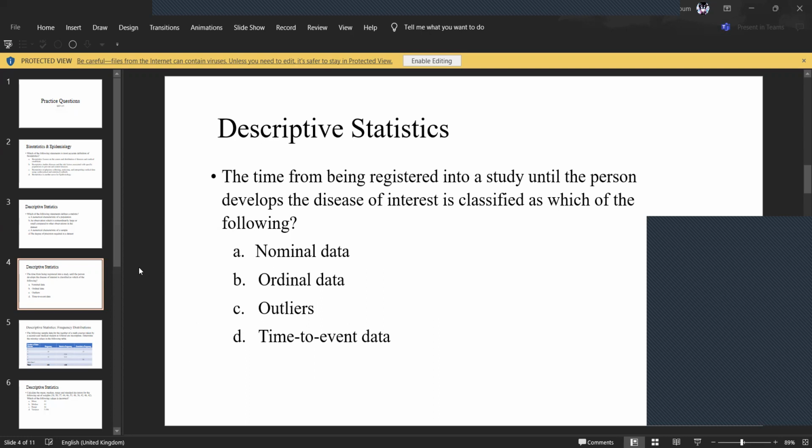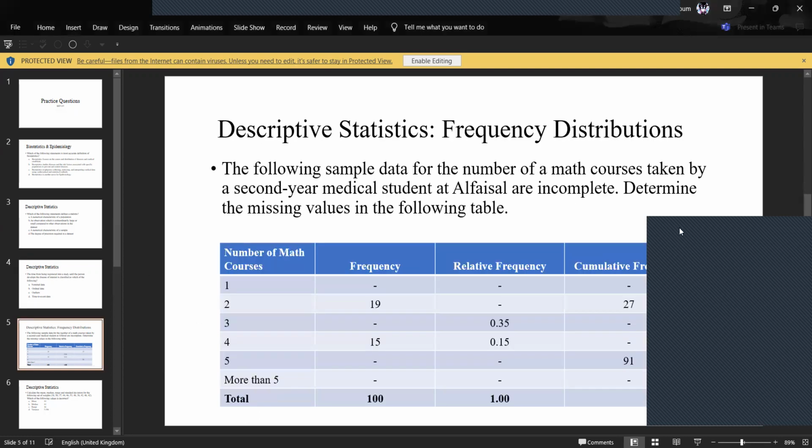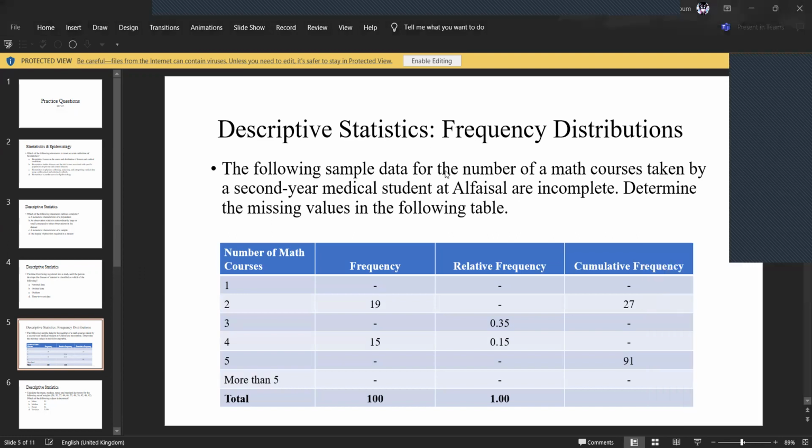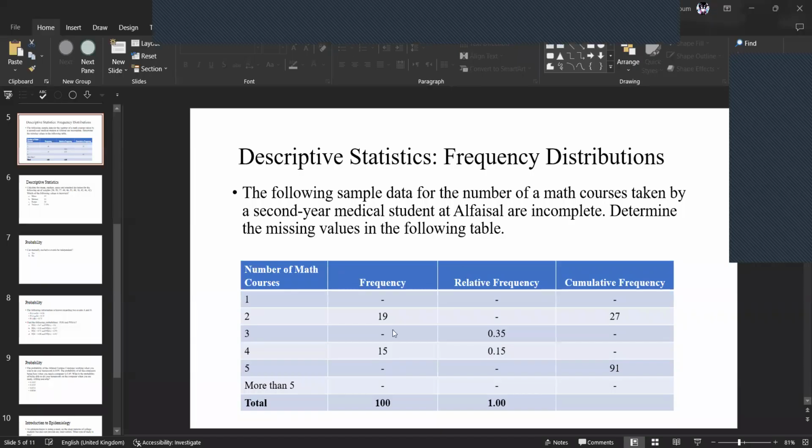All right, so next question. Frequency distributions. We have the following sample data for the number of maths courses taken by second-year medical students as a baseline. They're asking us to complete the table. All right, so this one's going to get a bit dicey. One second, share. All right, so this is the information that we're given.